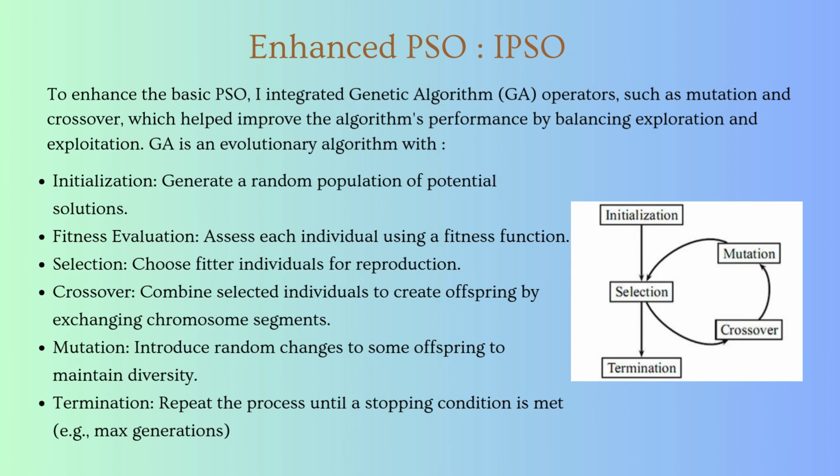I used two parameters from the GA, which are crossover and mutation. I implemented a crossover operation where selected particles exchange information about their positions and velocities.